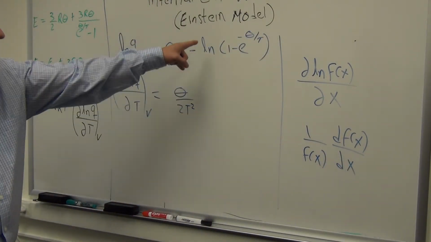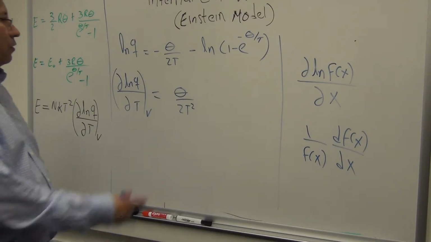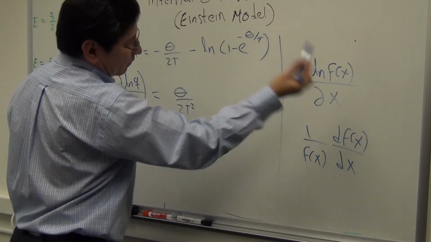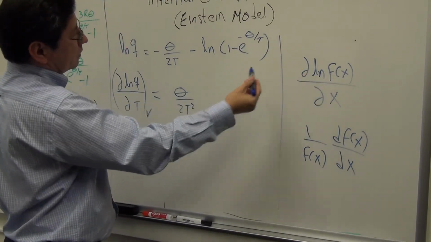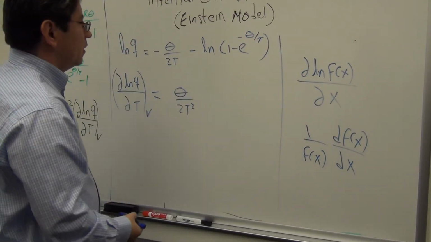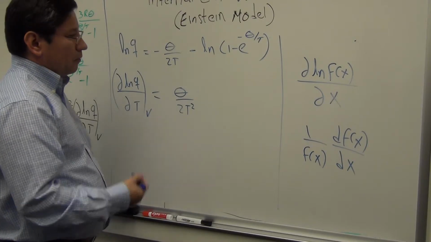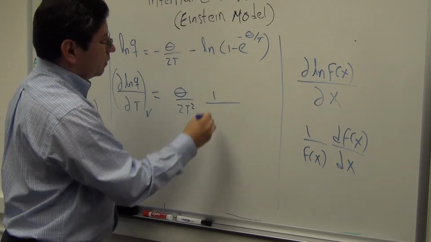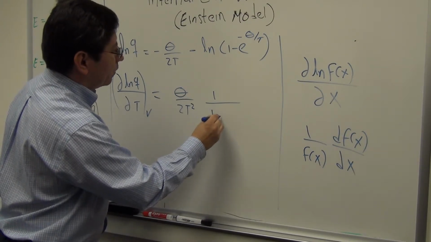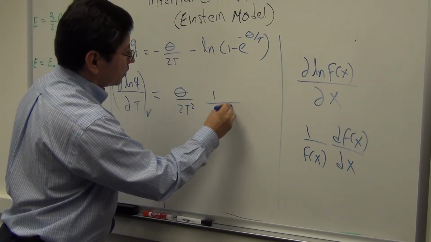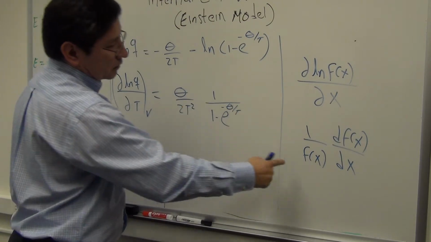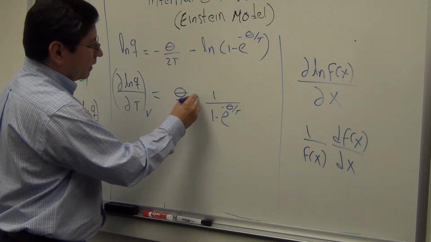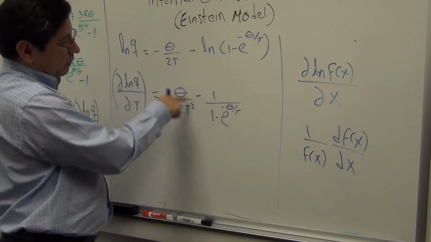So we apply this to this, where this is now our function of t instead of x, but this is like calculus. From here, you should be able to get 1 over 1 minus e to the minus theta over t, right? This is 1 over f(x), and then times, remember I have this negative here, so let's put it back there.